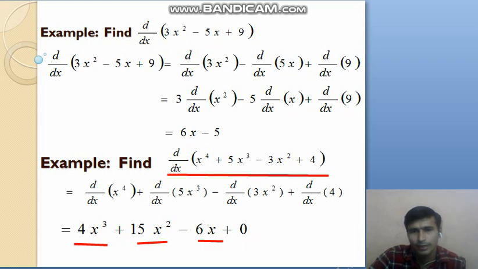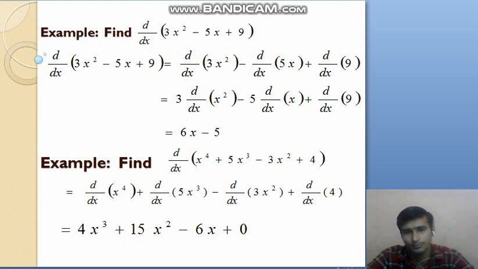How do we get the answer? According to rule number 2 and 3, we get the differentiation of x raised to 4 as 4x cube. For the differentiation of 5x cube, 5 is a constant and the differentiation of x cube is 3x square, so we get 15x square. Here 3 is a constant and the differentiation of x square is 2x, so you get 6x. So understand both the examples.